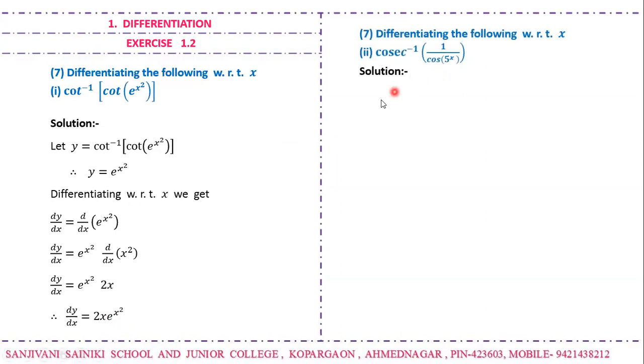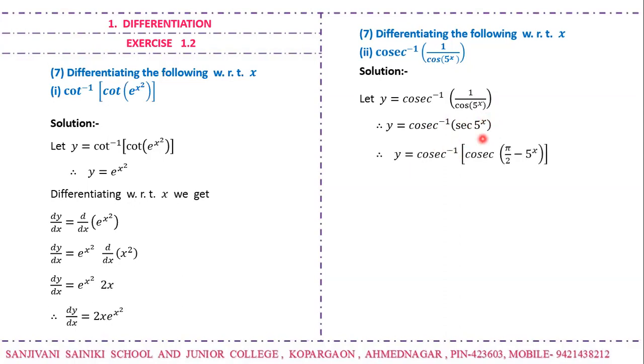The next example is cosec inverse of 1 upon cos of 5 raised to x. Now we have cosec inverse of 1 upon cos of 5 raised to x. 1 upon cos can be written as sec. So cosec inverse of sec 5 raised to x. Again, we can write this sec in terms of cosec as cosec of (90 minus theta).